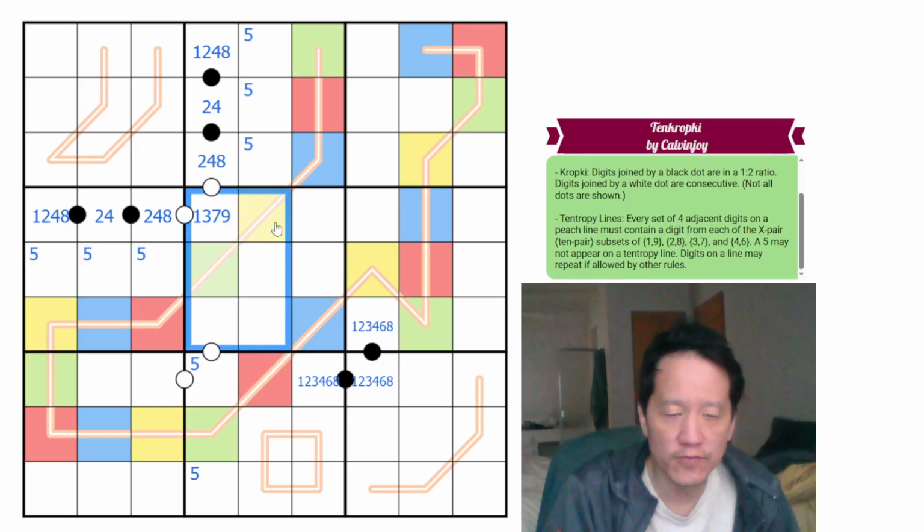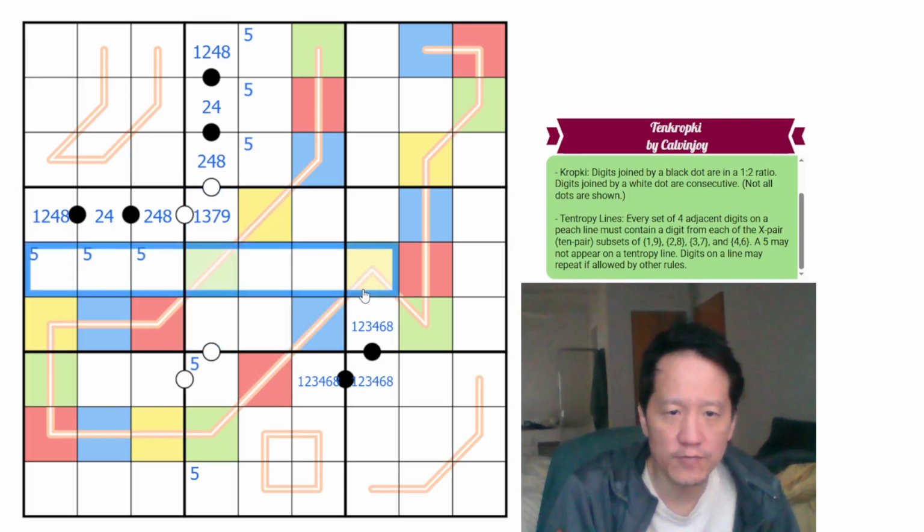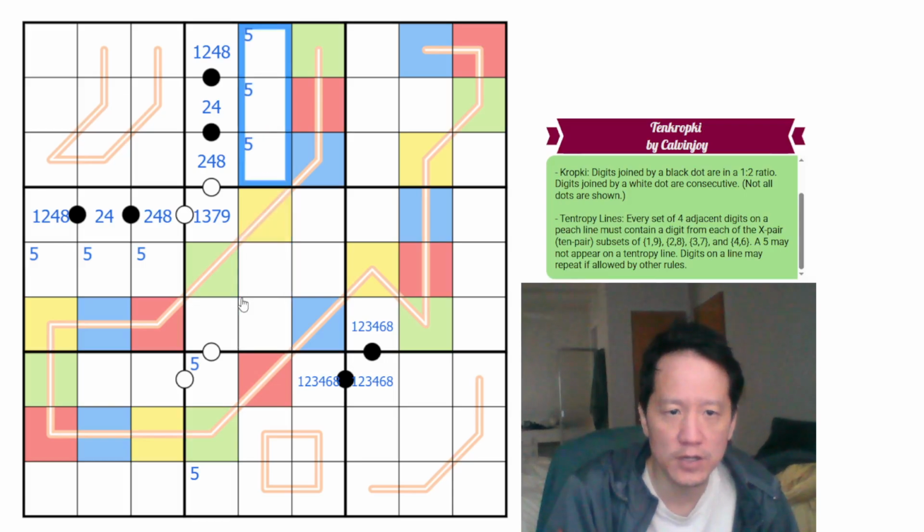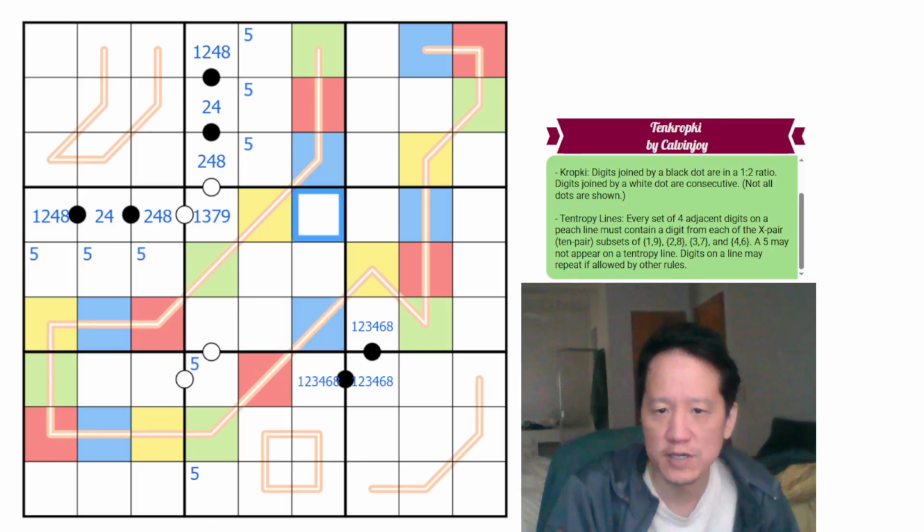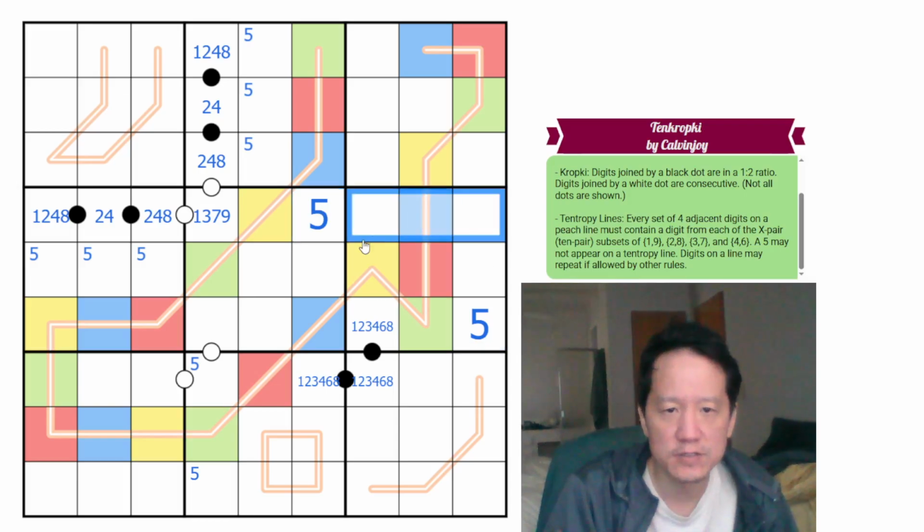Where is the 5 in box 5? Cannot be any of these cells because of the 5s here. Can't be any of these cells because of the 5s here. Can't be any of these cells because of the 5s here. And can't be on the Tenkropki line, so this has to be a 5. Well, since this is a 5, these can't be 5. These can't be 5, and these two can't be 5. So where's the 5? It has to be here, in box 6.